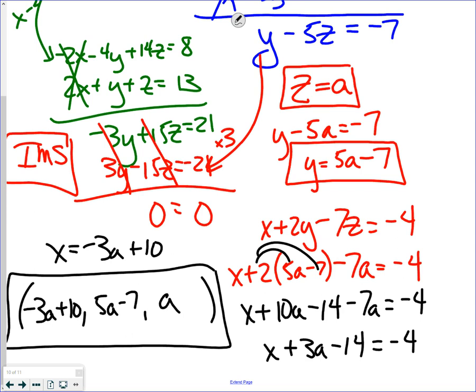I'm going to give you an example here. If a was, let's say, 2, then if I plug 2 in for a, negative 3 times 2 is negative 6 plus 10 would be 4. 2 times 5 is 10 minus 7 would be 3. So the point 4, 3, 2 would work in every single one of those equations. 4 for x, 3 for y, 2 for z, and it works in all three. You could do that for any value of a that you wanted. And again, that's why it's infinitely many solutions.